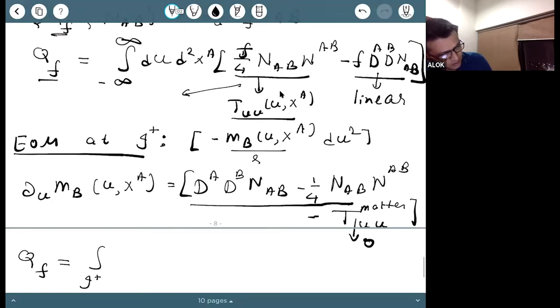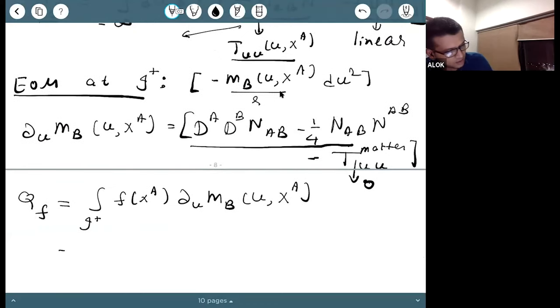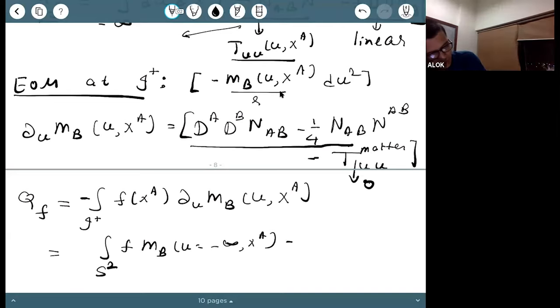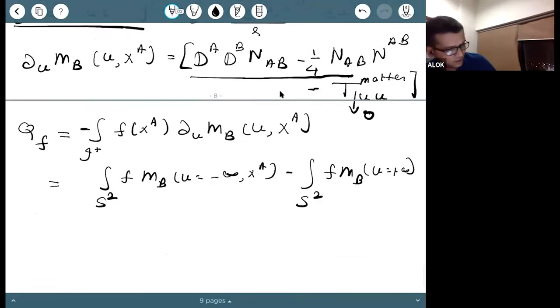And so we can write Q_f as the integral over scri plus of f, where f is only a function of x^A, only a function of the sphere, and ∂_u of the mass aspect. Which gives us the mass aspect at u equal to minus infinity, integrated over the sphere with f, minus f times the mass aspect at u equal to plus infinity. So that's the nice formula that we have for the supertranslation charge.